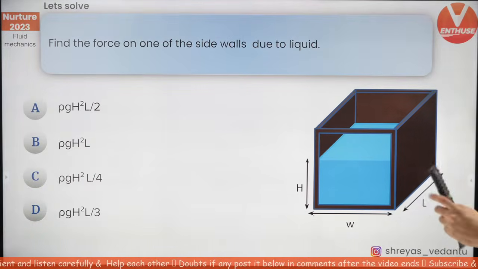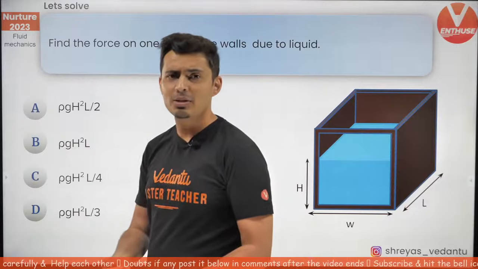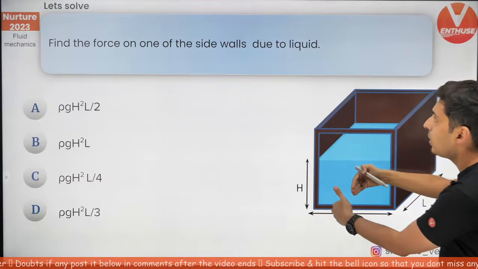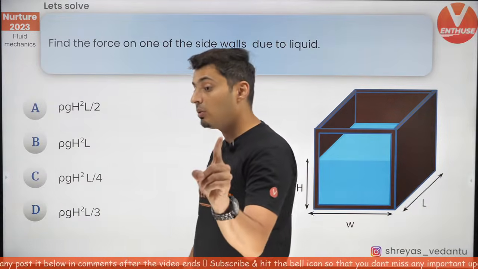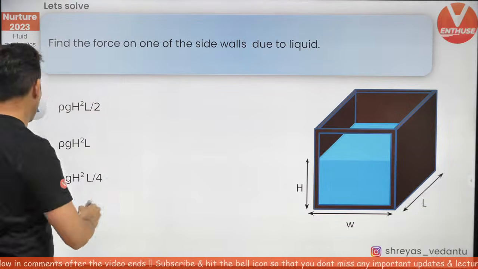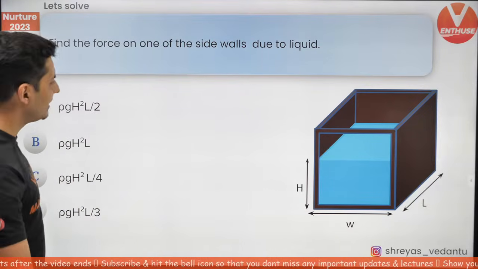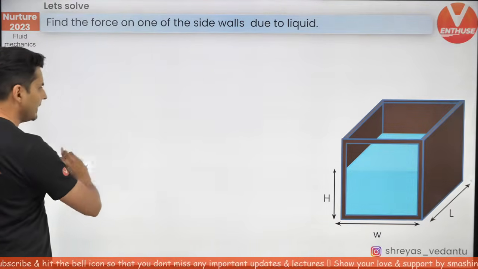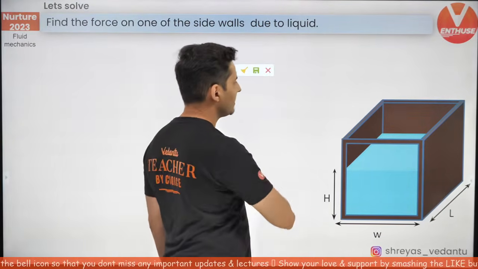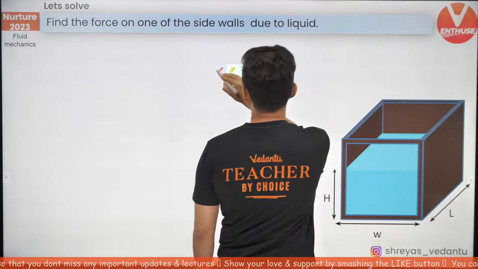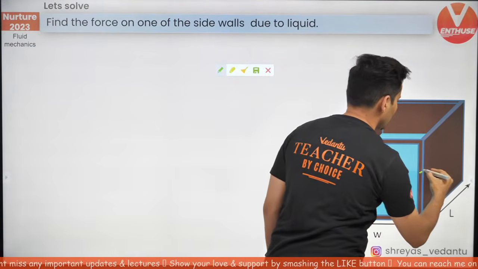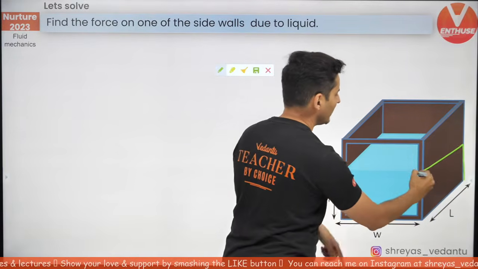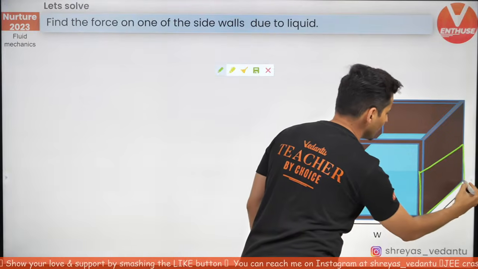Very good. Now we have a slightly modified question. Find the force on one of the side walls due to the liquid. Side walls. That's the catch. I'm not going to look at the options. It's not needed. Let's just solve it independently. Side wall could be something like this over here. I'm just going to mark this. Okay, this is the side wall. On this, because the air is there on the top and liquid is only there at the bottom, only this much part is going to experience force.